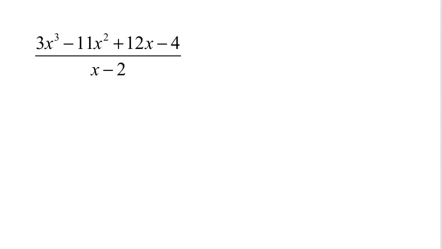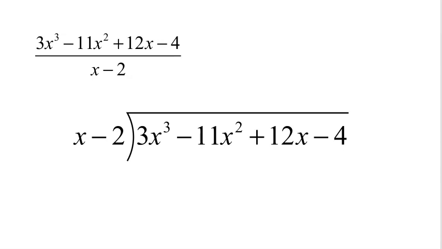We look at 3x cubed minus 11x squared plus 12x minus 4. We want to divide that by x minus 2. So we will use the long division notation that we used back in arithmetic to do that. So x minus 2 into 3x cubed minus 11x squared plus 12x minus 4.